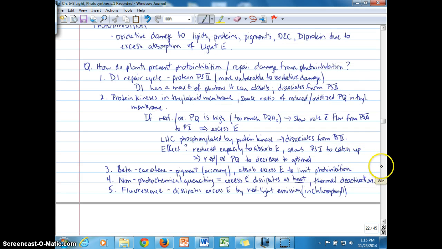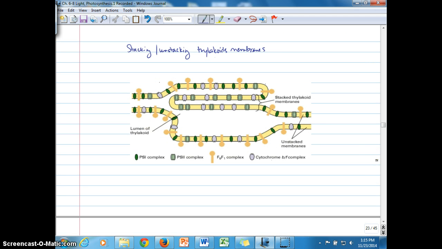All right, another way to prevent excess light energy from causing photooxidative damage is this concept of stacking and unstacking the thylakoids. Unfortunately, I have this little WIN tag following my pen, so I'm not quite sure how to get rid of that right now, but we'll tolerate it for the rest of this recording.